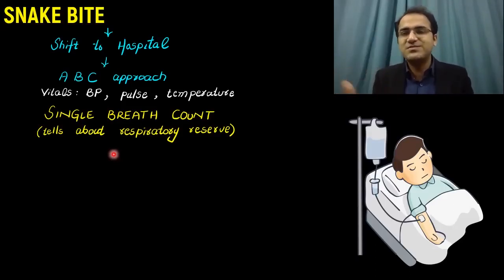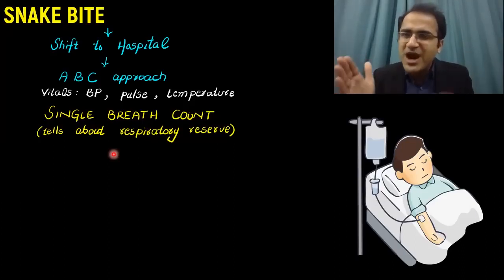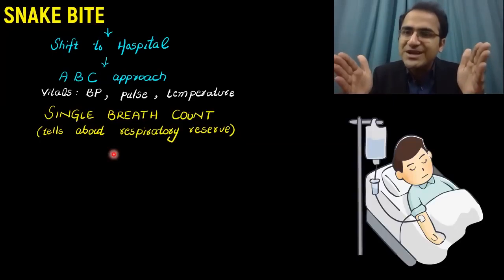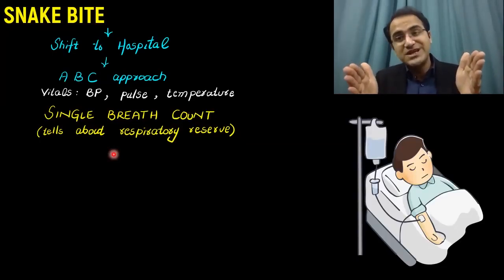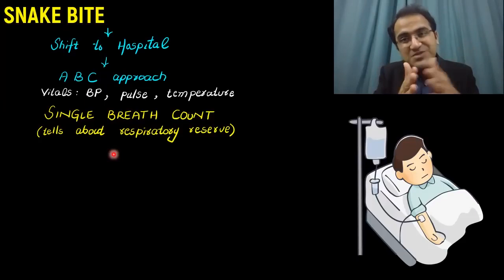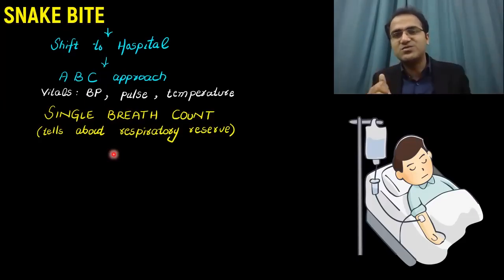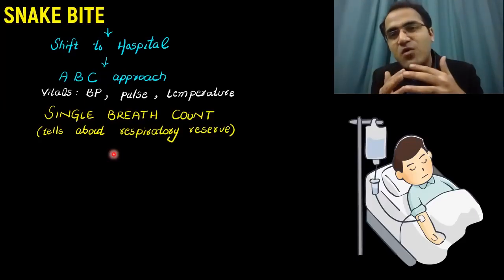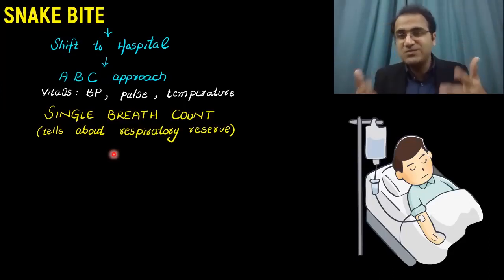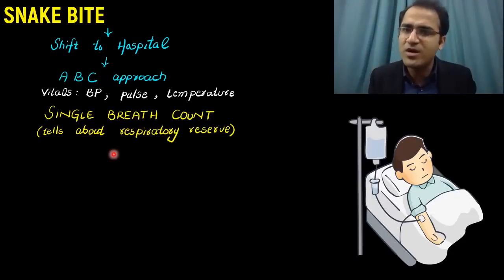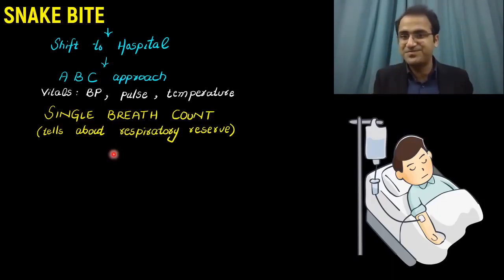What they do is they take a simple breath and then they count up to 30, like 1, 2, 3, 4, 5, and so on up to 21. They just go up to 30. A normal person can count up to 30 in a single breath. If a patient is now counting up to 20, it means that he is progressing toward respiratory paralysis. If the patient can now count up to only 15 in a single breath, it means that his respiratory reserves are going down and this patient will need a ventilator.